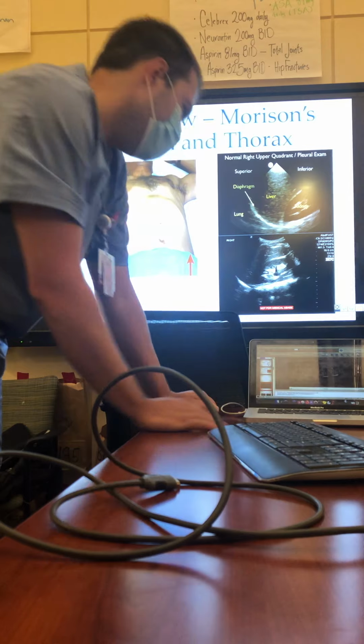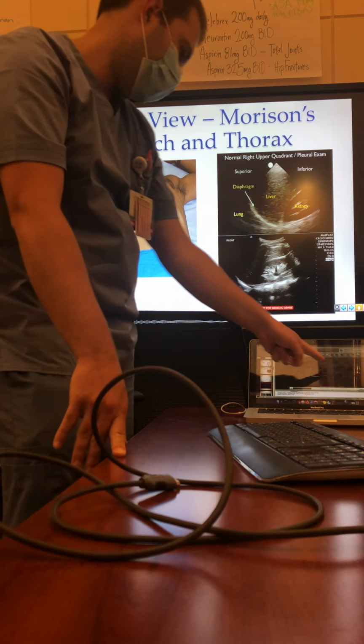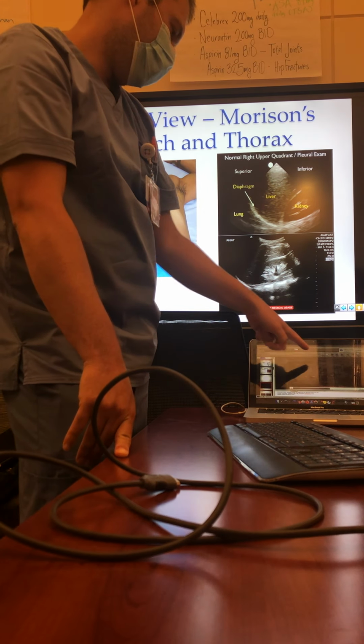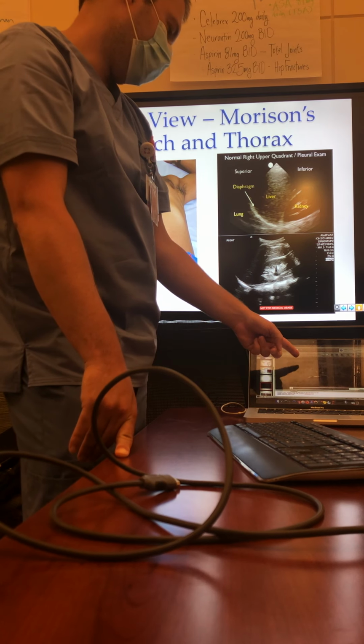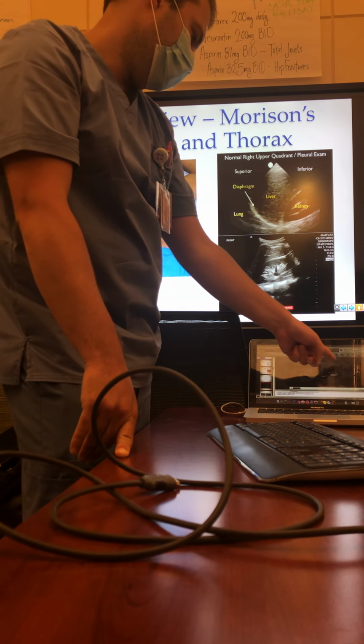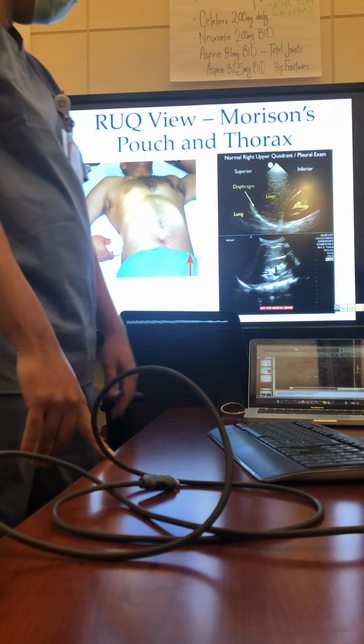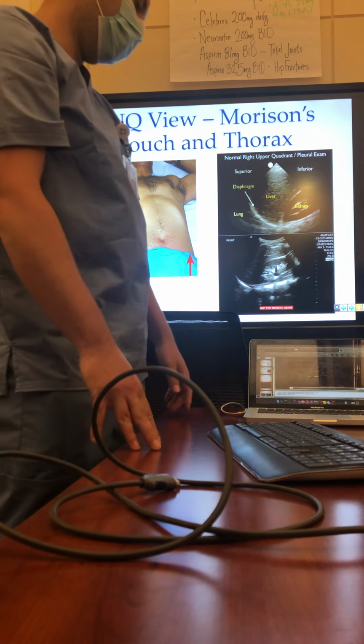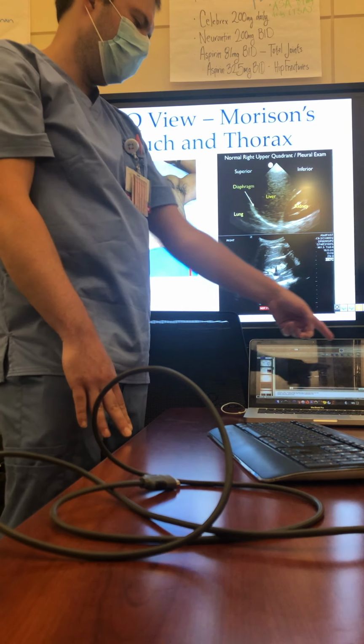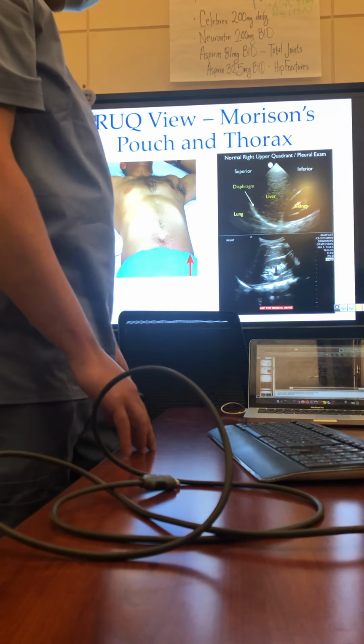I know. So again, kidney, Morrison's, liver. You see that the scanner starts up top and starts to scan down to get to the tip of the liver, which is right here. You guys see that? This is normal. This is what you see. You see a bright white line that goes in between liver and kidney.